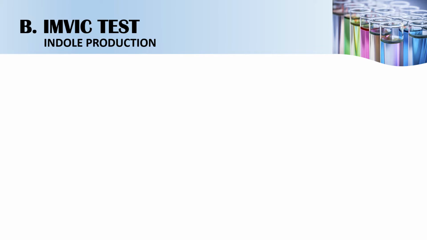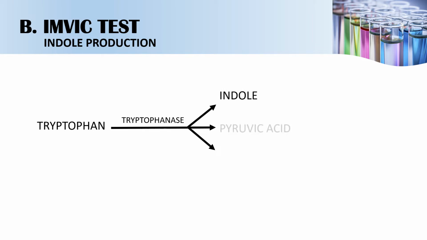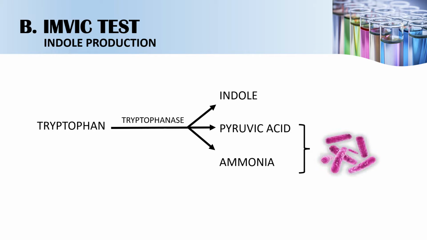So let's talk about indole production. Almost all proteins contain the amino acid tryptophan. Bacteria containing the enzyme tryptophanase can hydrolyze tryptophan into indole, pyruvic acid, and ammonia. Pyruvic acid and ammonia are utilized by bacteria as nutrition, while indole is not utilized and therefore accumulates in the medium. The presence of indole can be detected by the addition of Kovacs reagent.